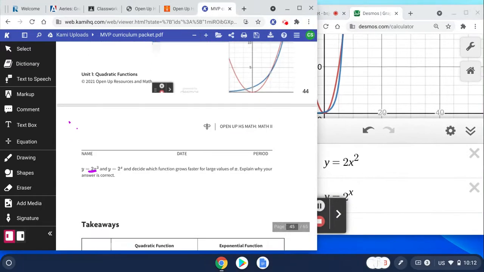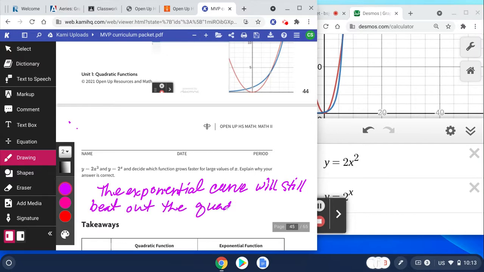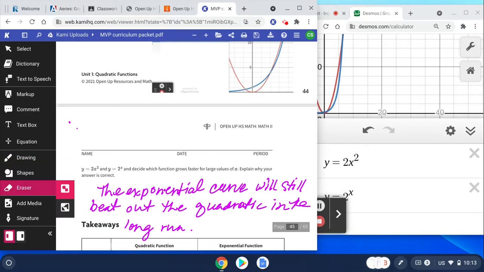Okay. So if y is equal to 2x squared, the exponential curve will still beat out the quadratic in the long run. It's just going to take longer if it's a 2x squared.